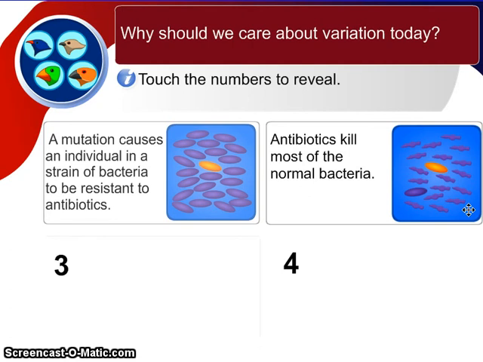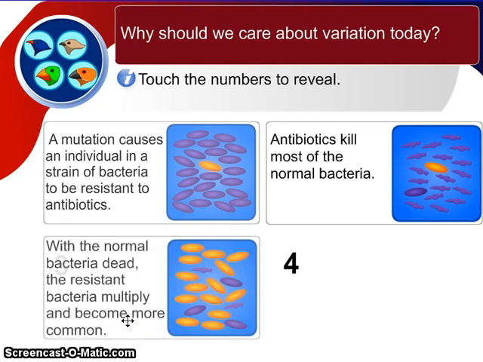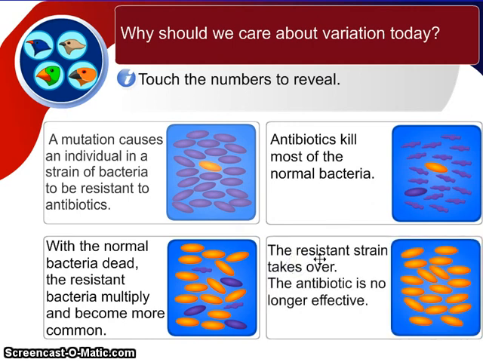However, that one strain of that bacteria that can actually be resistant to antibiotics begins to survive and have the ability to reproduce. So, with the normal bacteria dead, the resistant bacteria can multiply and become more and more common until we end up with a strain of bacteria that is actually resistant to antibiotics, which means that they're no longer effective. When we think about current medicine practices and maybe the overuse of antibiotics, you can now see why people get concerned about doctors overprescribing antibiotics.